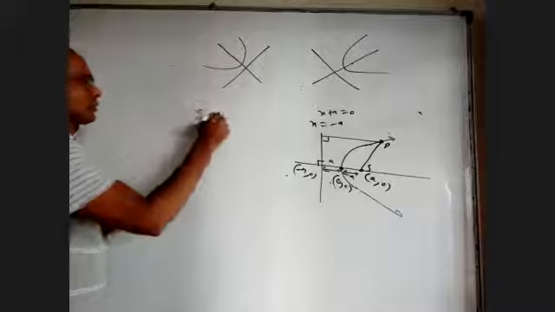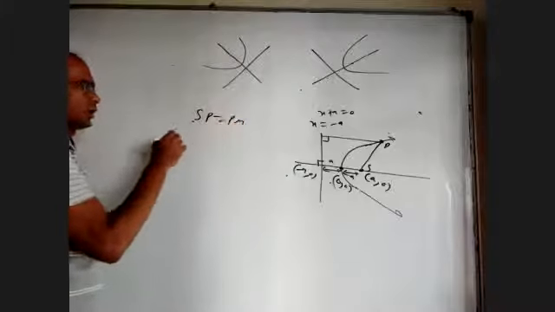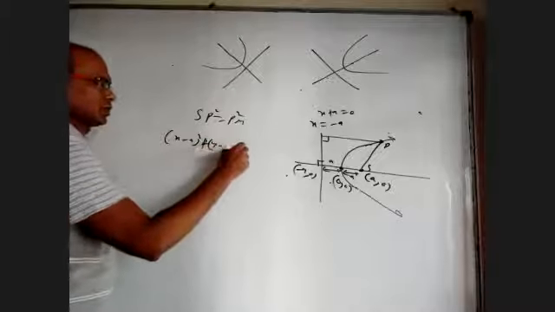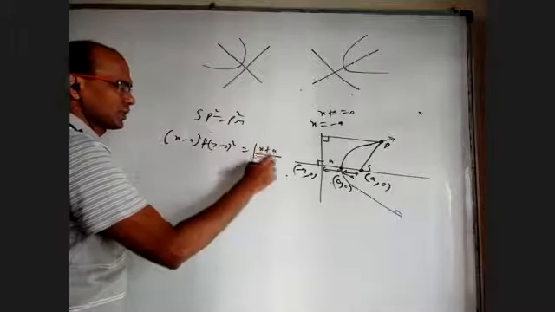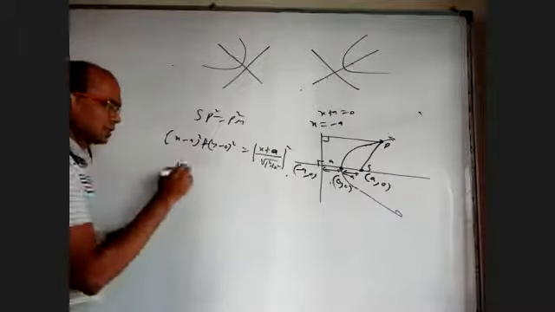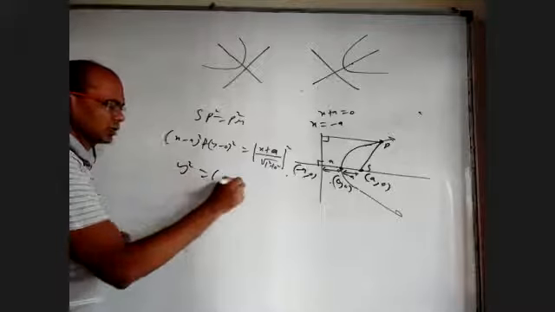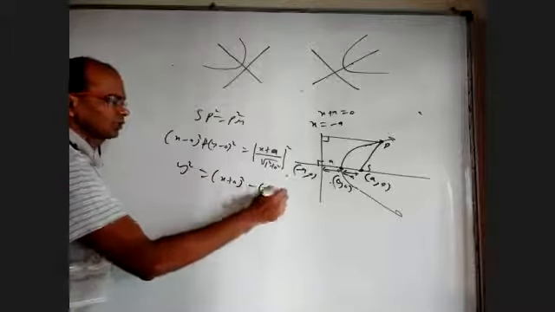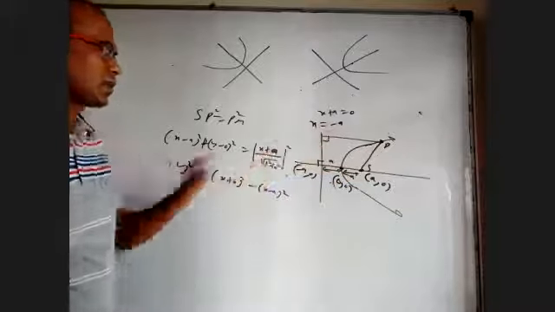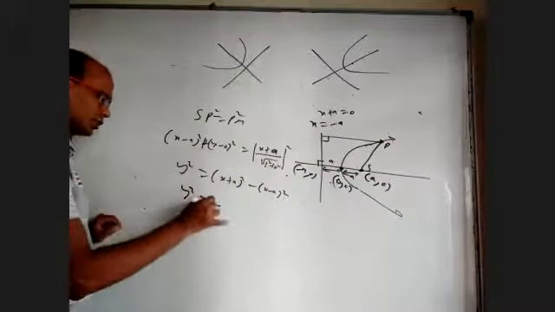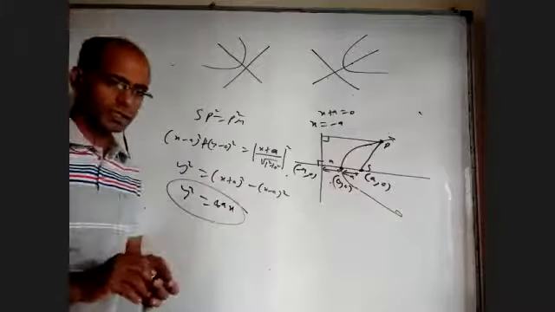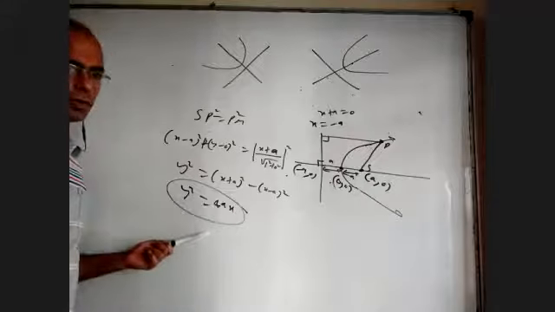If I take SP equal to PM, I'll get (x minus a) whole square plus (y minus 0) whole square. Distance to directrix is mod (x plus a) by root over 1 square plus 0 square, whole square. If you send this on that side, we'll get y square equal to (x plus a) whole square minus (x minus a) whole square. This is a distance from P to S. This is a distance from P to this directrix. So which is y square equal to 4ax. So y square equal to 4ax is the fundamental or simplest form of parabola.